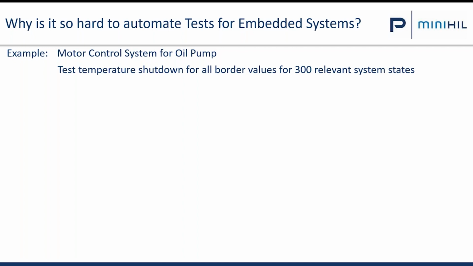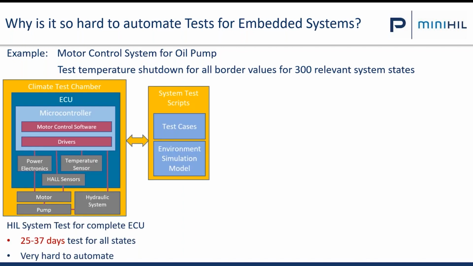It's a safety critical system, and they needed to test, so it's a real world system, a real project. They needed to test all border values for 300 relevant system states. Let's have a look at the system setup, or the test setup, before.